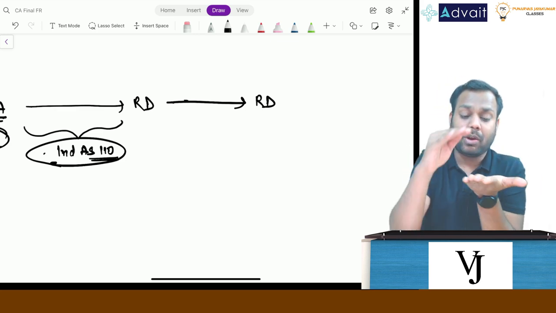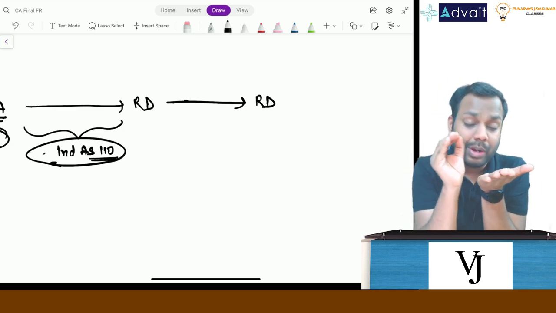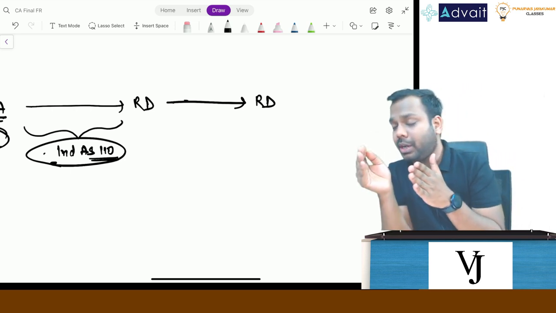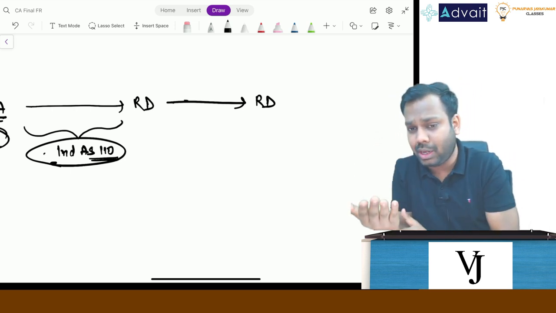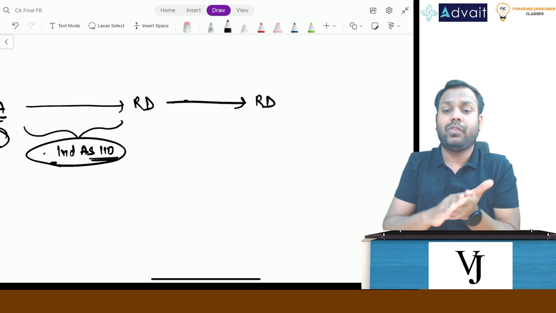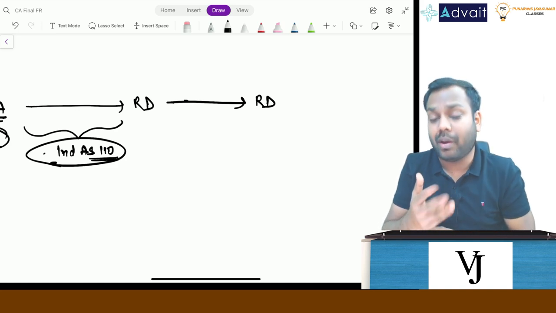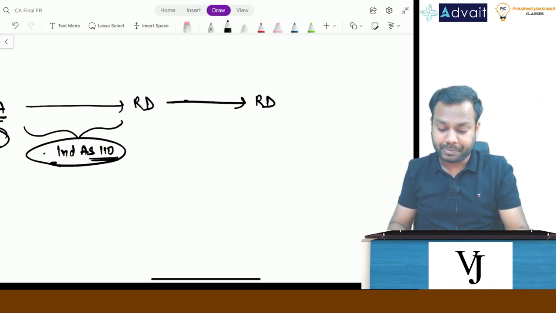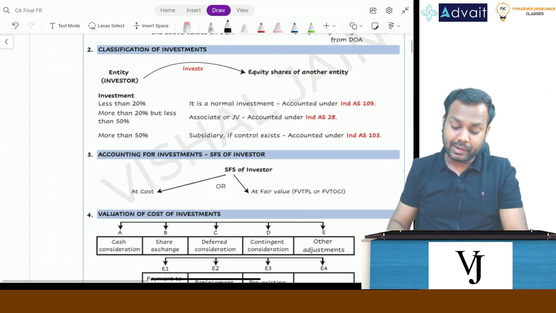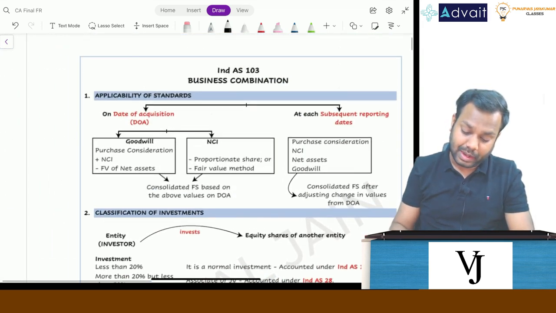The meaning thereby, on the date of acquisition you will apply solely 103, but on each reporting date you will definitely apply Ind AS 103, but in addition to that you will have to apply Ind AS 110 as well. I hope that is clear to all of you. Now let's come to our discussions. Applicability of the standards.